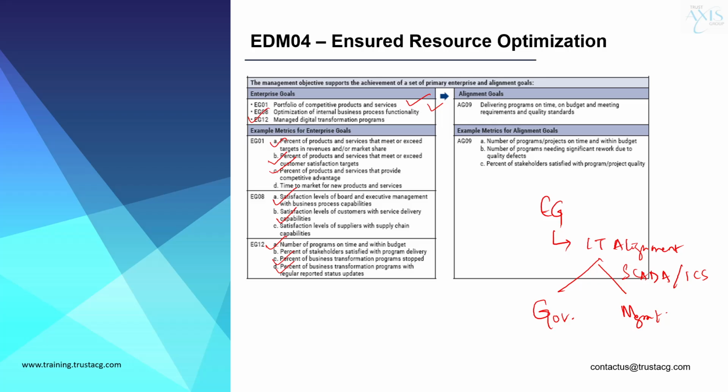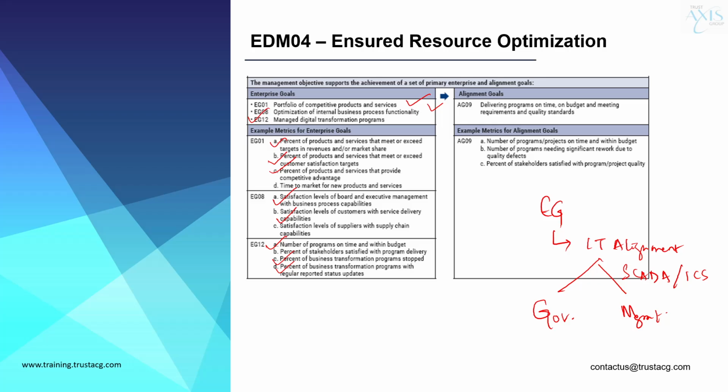So you will have to have a portfolio of competitive products and services. You will need to optimize your internal business process functionality, and you will have to have digital transformation programs that are effectively and efficiently managed. In order to support these, you will need to have certain IT alignment goals.